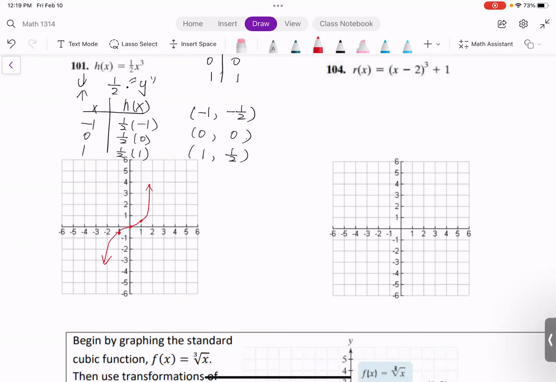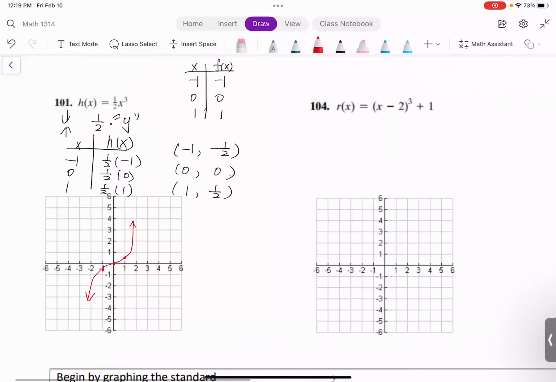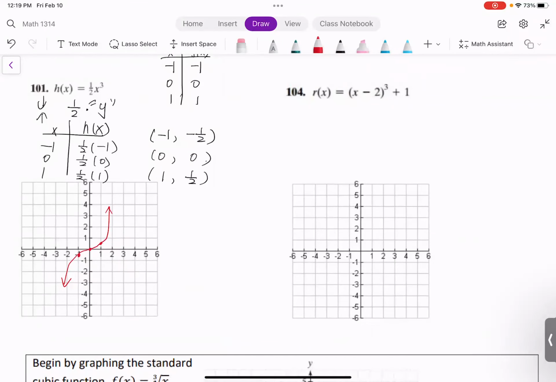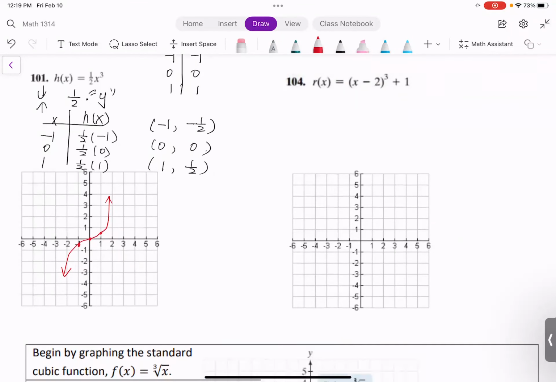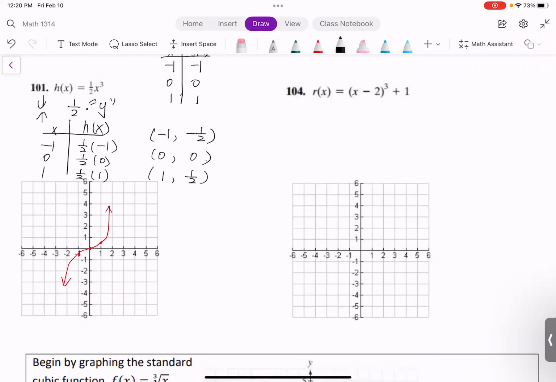The screen is very slippery, so I cannot draw the graph very properly. Okay, let's see the next one. Or that's my drawing skill. I don't have very high drawing skills. Okay, let's see the next one.